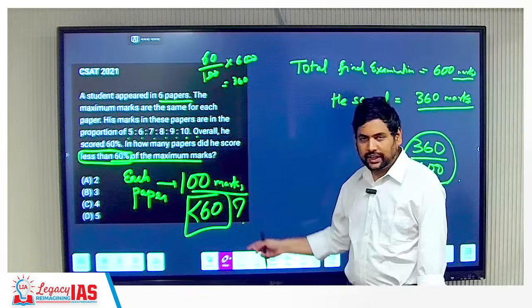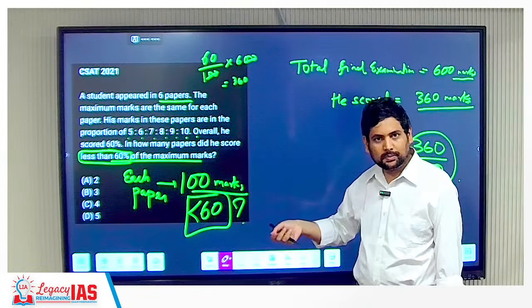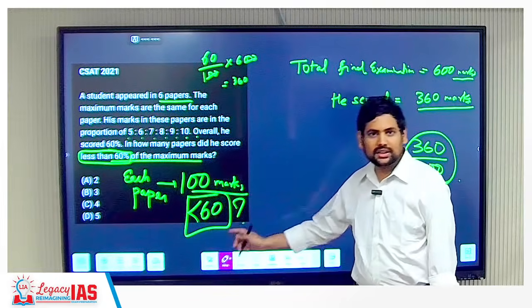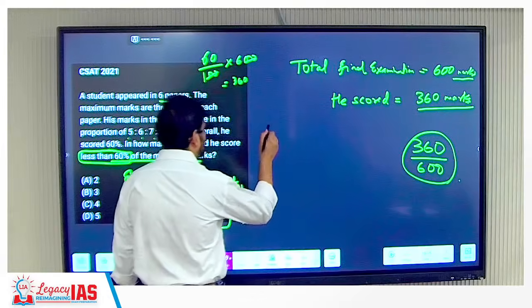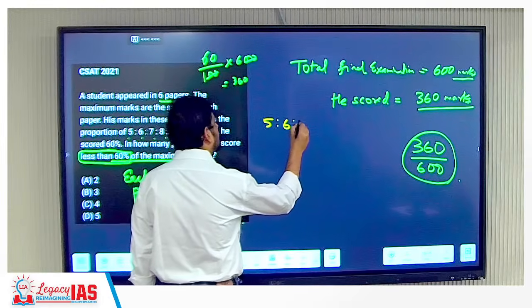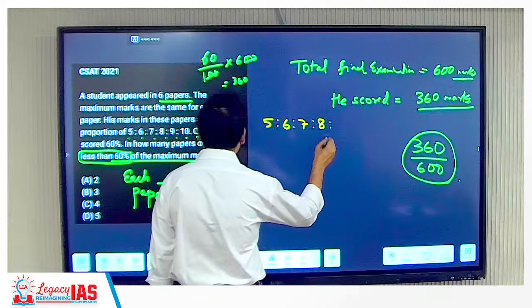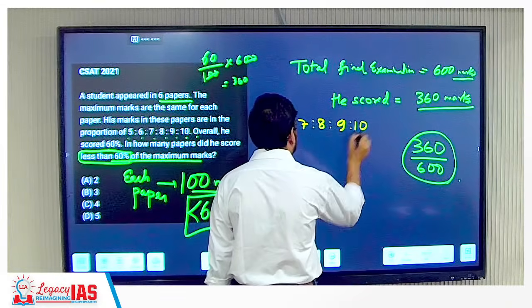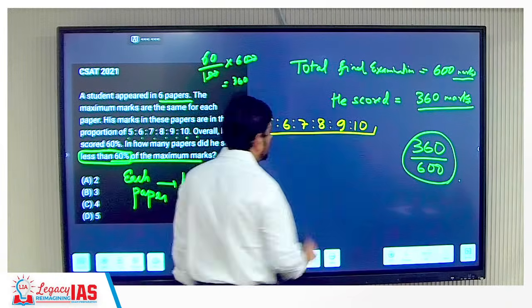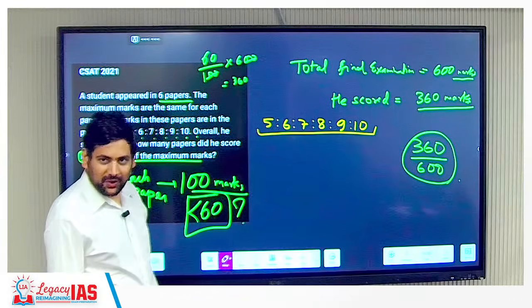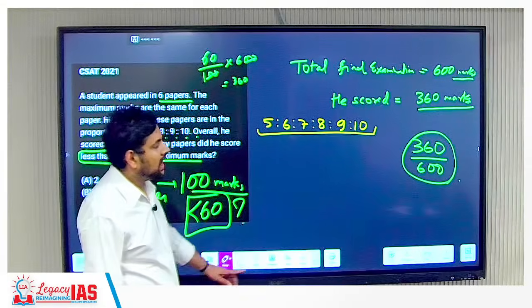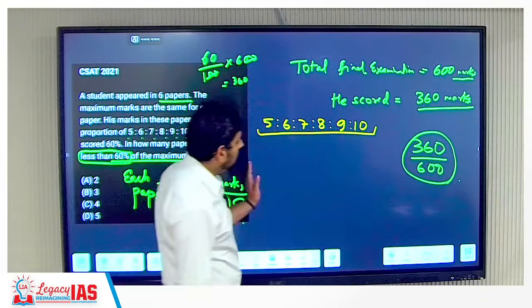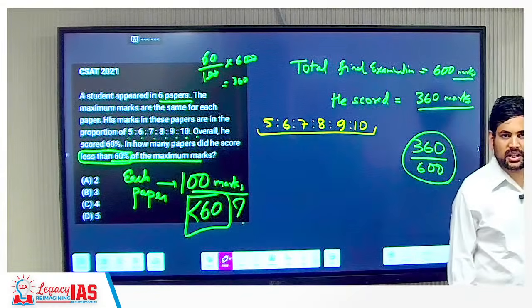So I need to find what marks he got in each of the papers and how many of them are less than 60. Okay, now see how I do this. So I see here 5, 6, 7, 8, 9, 10. Now the sum total of all the ratio points will be equivalent to what? Whatever marks he obtained. Correct?